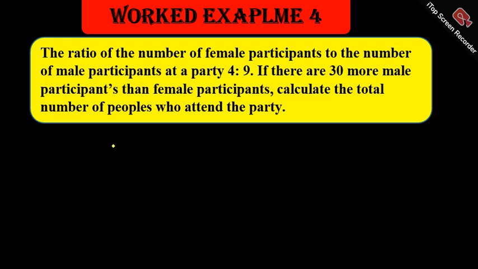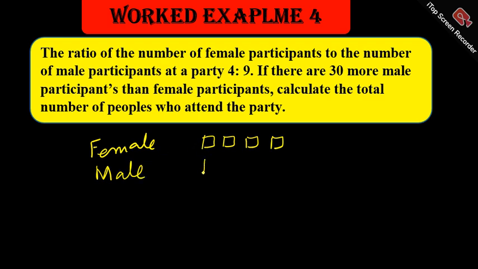The ratio of the number of female participants to the number of male participants. Okay, first we will make a table, a chart. How many female participants? That is 4 ratio 9, as written in the question. So the number of females is 4, I made 4 boxes. And how many male participants are there, as the ratio says 4:9? So there are 9 male participants, right? 6, 7, 8, and 9.